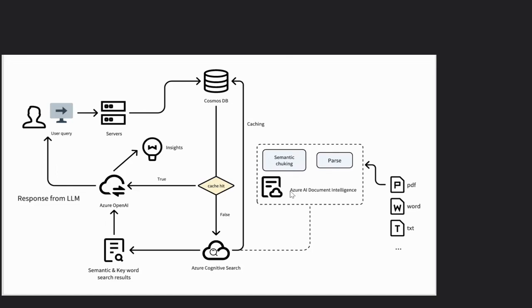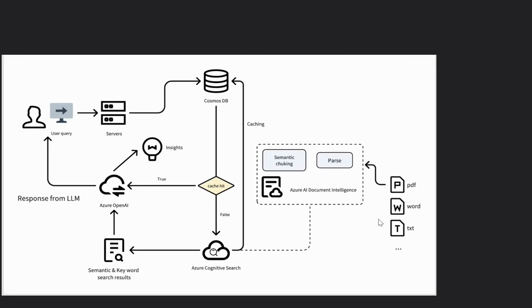Offline processing is where all the heavy preparation work happens. This ensures the system has everything it needs to handle queries efficiently in real time. For document intelligence, we use Azure AI Document Intelligence to process various document types like PDF, Word, and TXT files, and so on. It extracts structured data like labels, headings, and paragraphs. The documents are broken into smaller, meaningful chunks, making them easier to retrieve during queries.